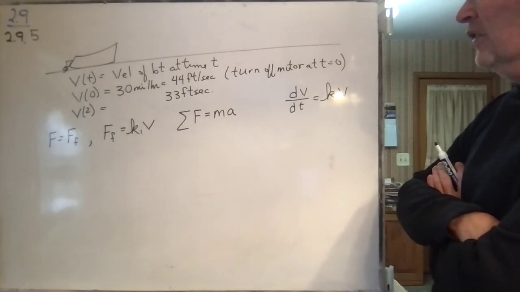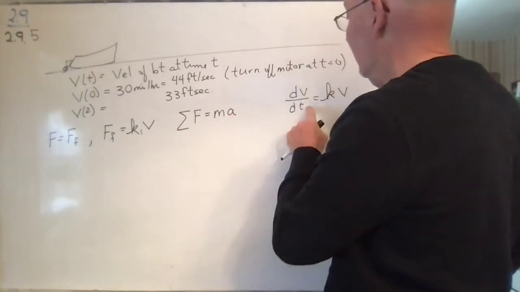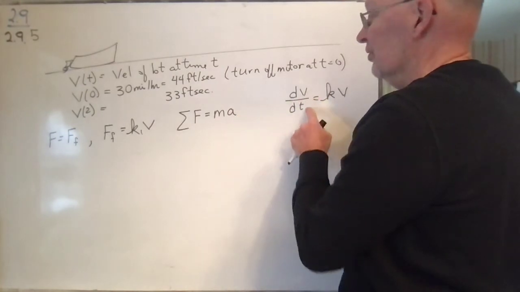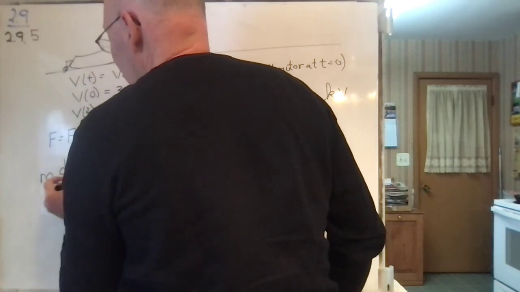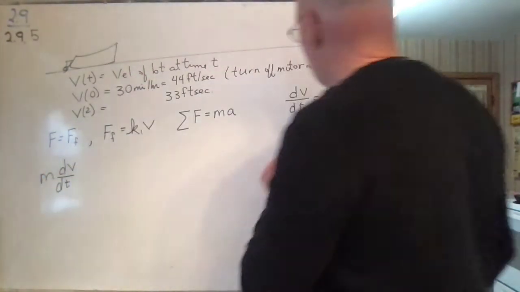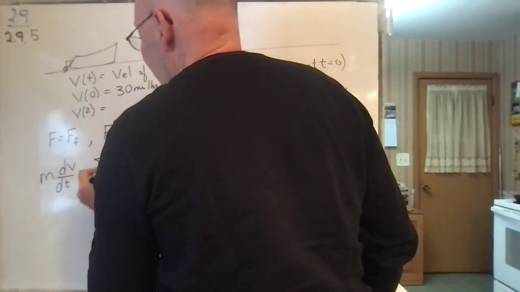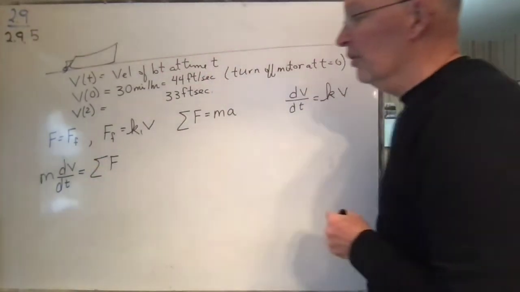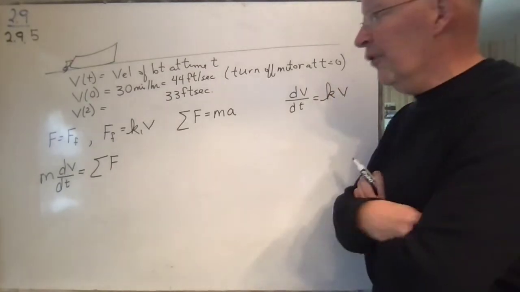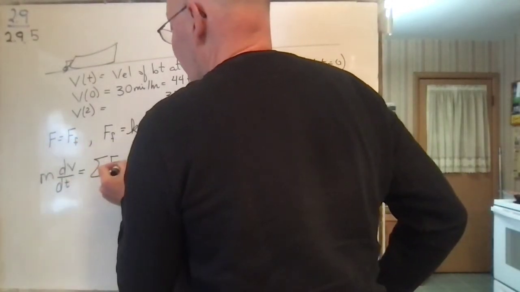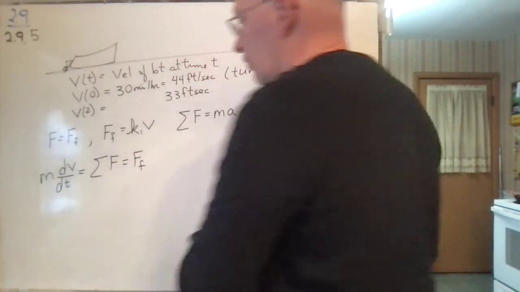Let's think about it. So here's the things we know. First of all, acceleration is dv/dt, right? That's the rate of change. So I have m times dv/dt, there's your acceleration, and that's equal to the sum of the forces. That's what Newton's second law says. And we're assuming that the only force acting on this boat is the force due to friction, so the sum of the forces is just this force due to friction. So we know that.